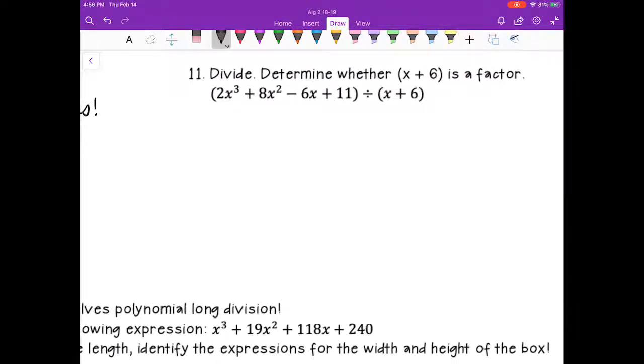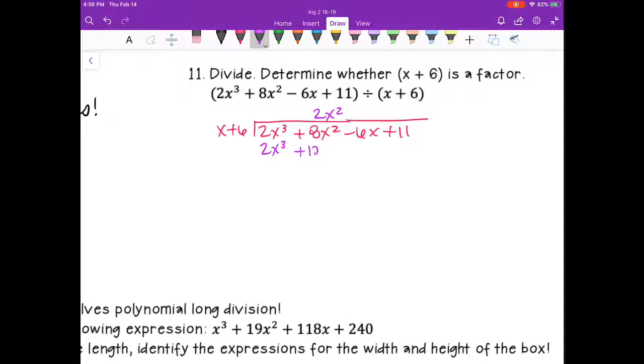Then for number 11, I have the same exact thing. So x plus 6 goes outside my box, inside my box, 2x cubed plus 8x squared minus 6x plus 11. And I ask myself, what do I multiply x by in order to get 2x cubed? Well, I have to multiply by 2x squared. So I put that directly above my other x squared. And I say 2x squared times x is 2x cubed, 2x squared times 6, excuse me, is 12x squared. And then I remember to subtract. 2x cubed minus 2x cubed, they're gone.